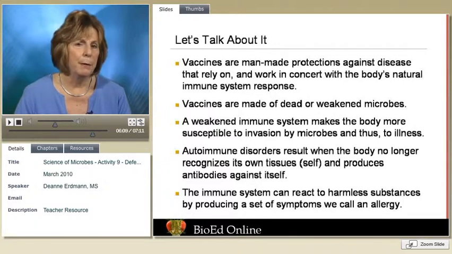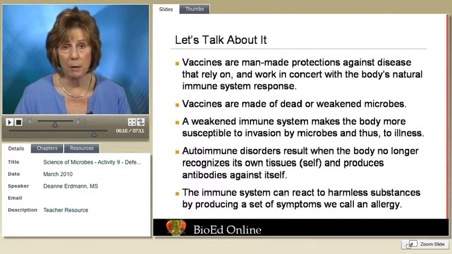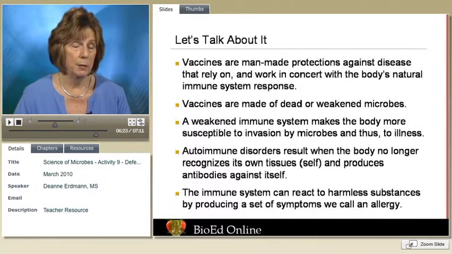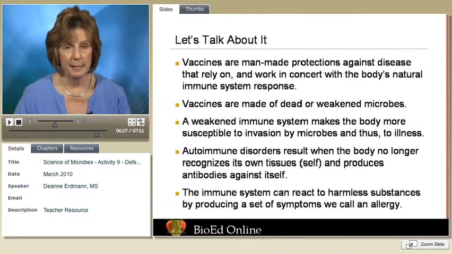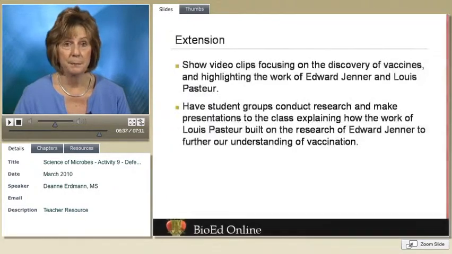It's pretty remarkable, our body's immune system, when you consider how many microbes naturally occur in and on our body that are not harmful and that don't stimulate the immune system. So it's a pretty remarkable system and a complicated system. There's lots more that you can do with this if students want to get into it, and some additional research that they can do on the internet.